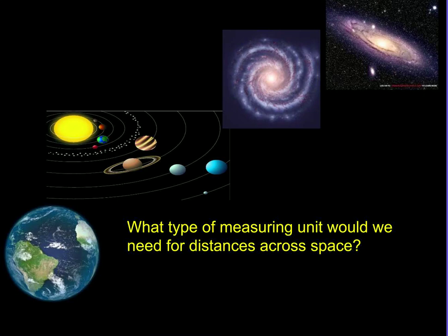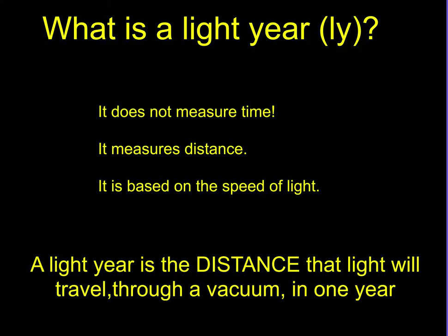Now, what type of measuring unit would we need for distance across space? Well, the kilometer is great for here on Earth, and that is the SI unit. But across our galaxy, including between our planets, through our galaxy, which is the Milky Way, into our closest partner, the Andromeda galaxy, kilometer just doesn't cut it. So what do we need to use? Well, we use something called the light year.